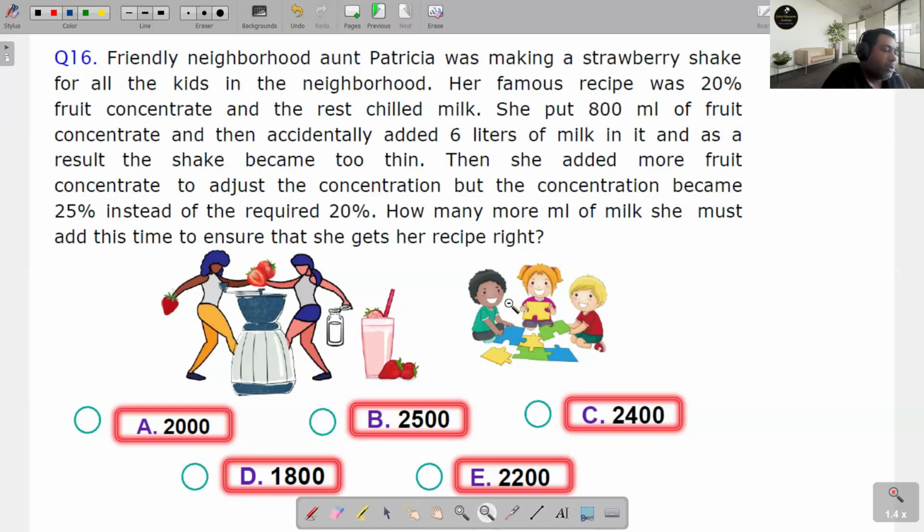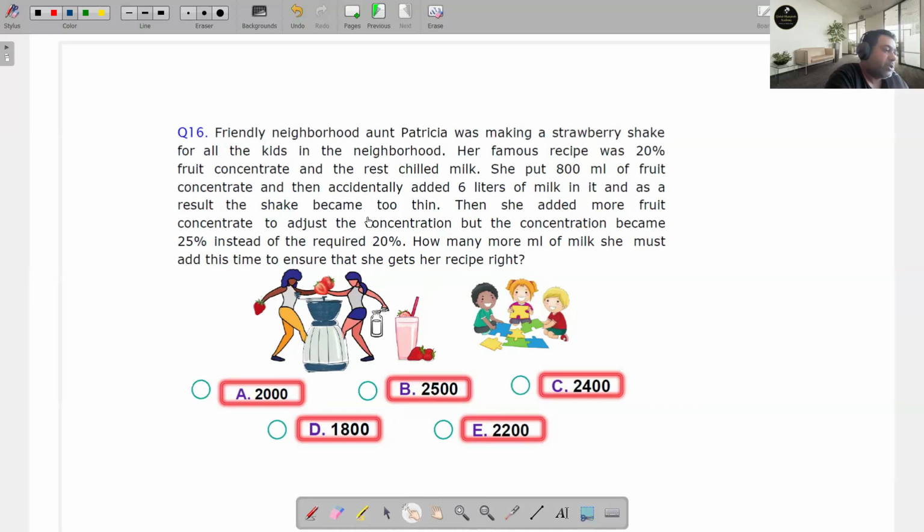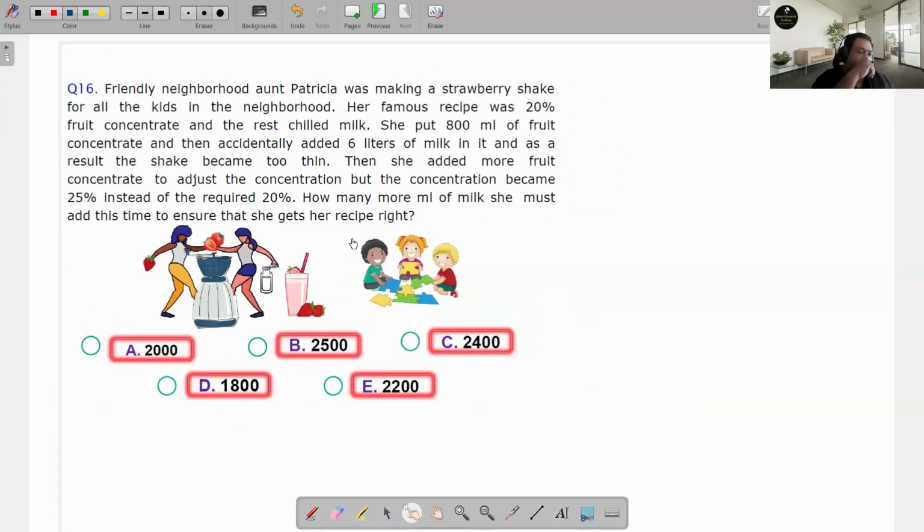All right. So let's make the question a little smaller so that we get a little more working space. It says her famous recipe was 20% fruit concentrate and the rest chilled milk. She put 800 ml of fruit concentrate. So fruit concentrate should always be 20%. And the rest is chilled milk, so if the total is 100%, chilled milk should always be 80%. Correct.